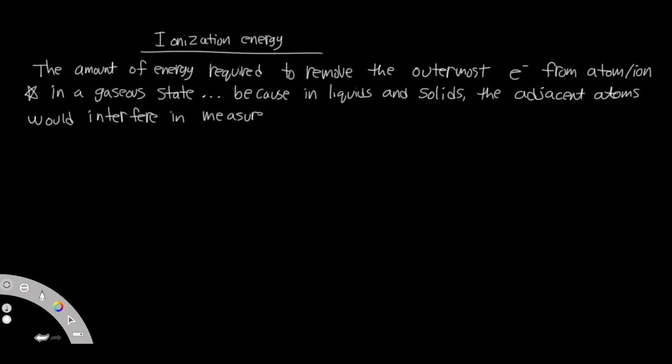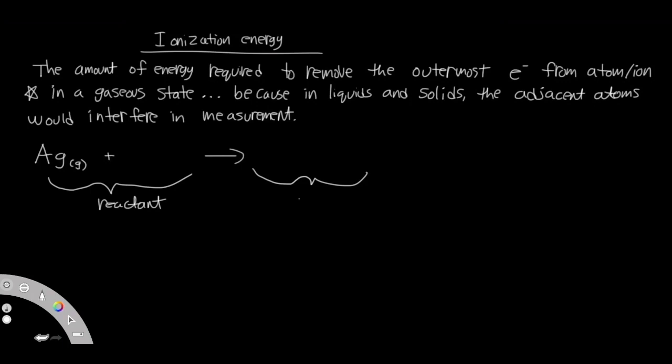So that's enough writing for today. Let's just go straight into the formula. It's better to understand it that way. So we have, let's say, silver here. It's an atom in a gaseous state. It's going to add with something to produce something. The left side here, our reactant side, is going to produce something on our product side.